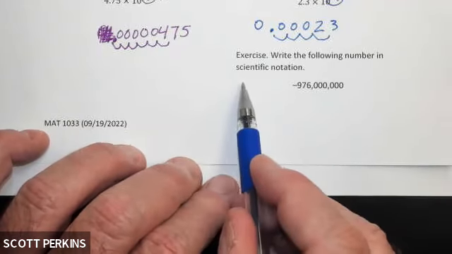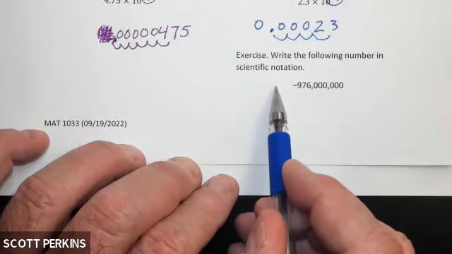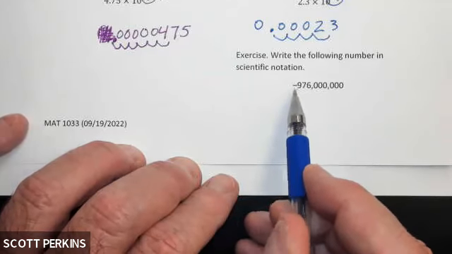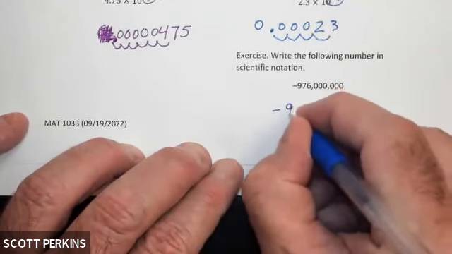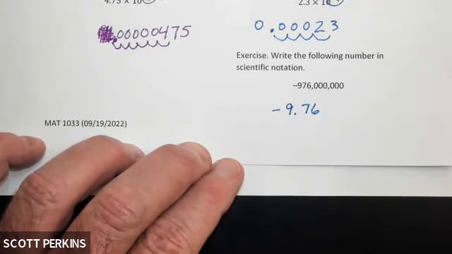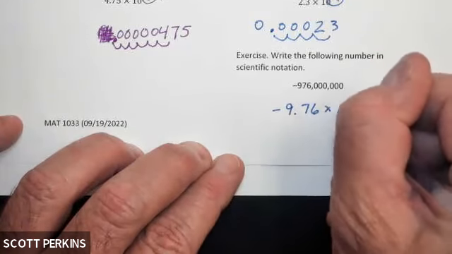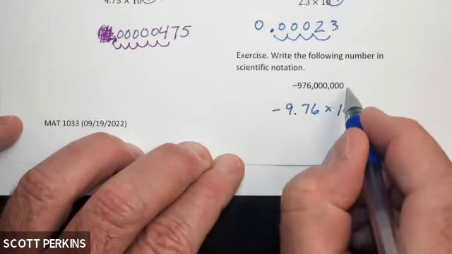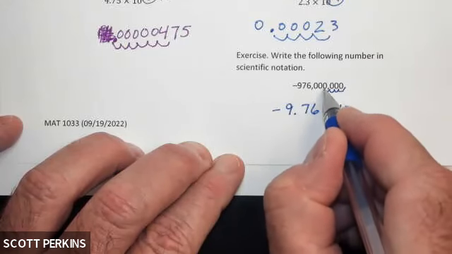What's the first non-zero number I hit as I approach this from the left? The 9. So you're going to have negative 9.76. Nothing about my process has changed with the negative number other than there's a negative out in front, times 10 to the, and how many places have I gone? 1, 2, 3, 4, 5, 6, 7, 8.